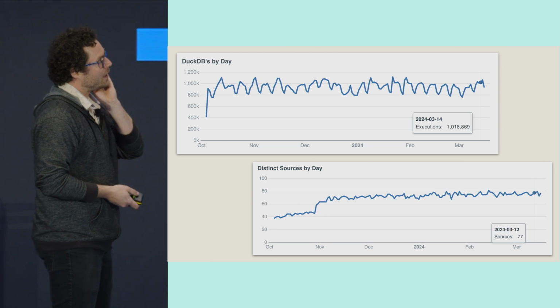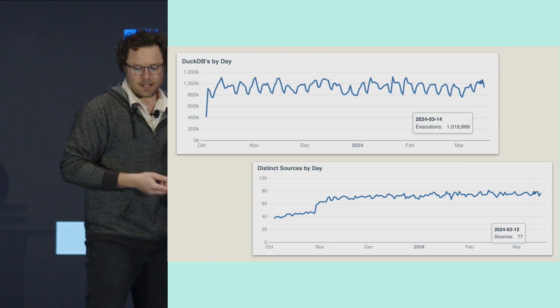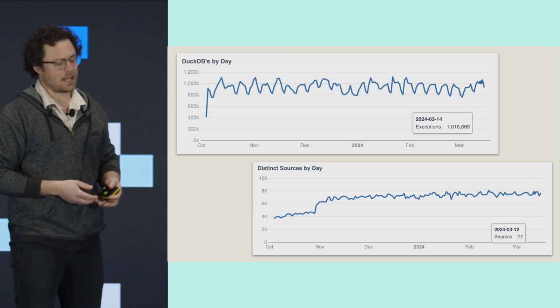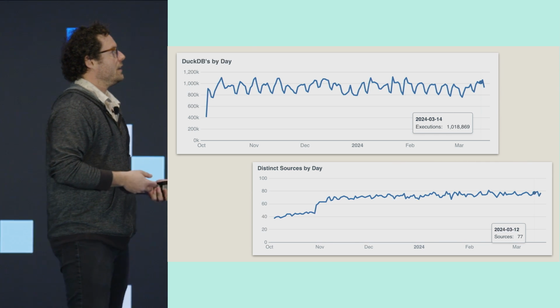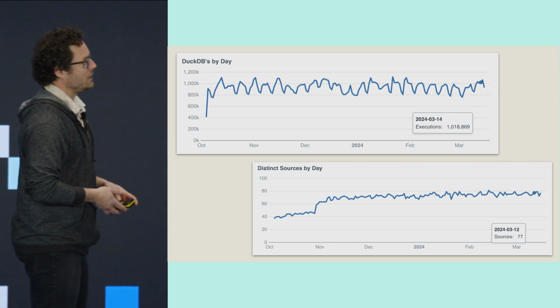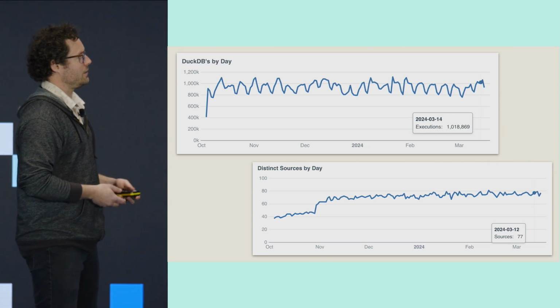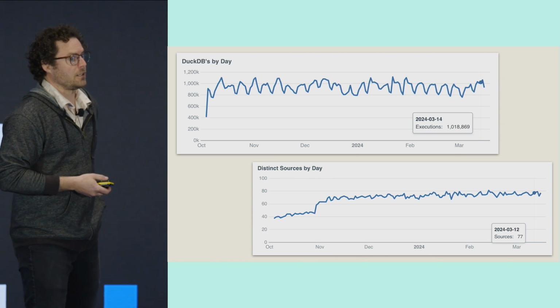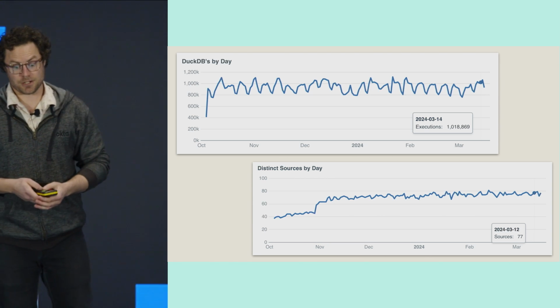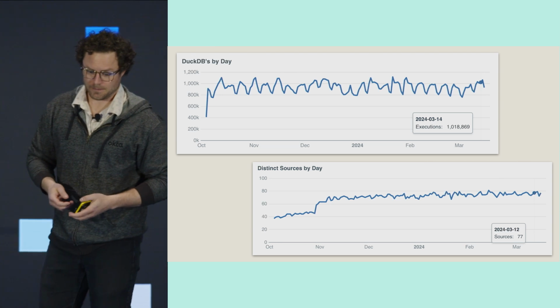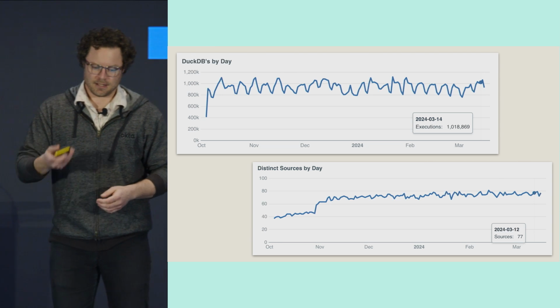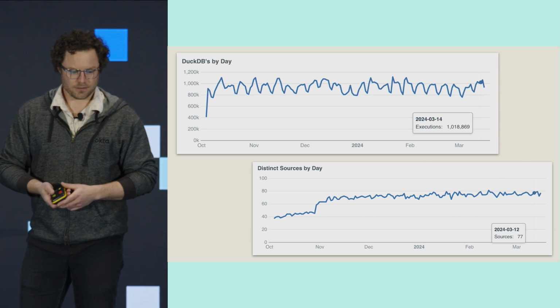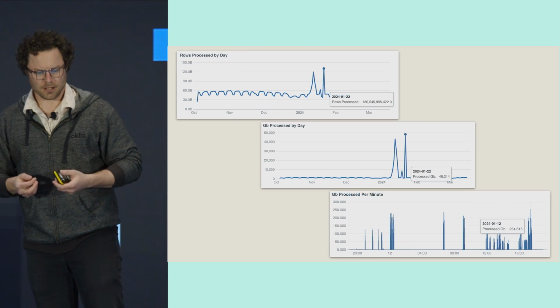So in this case, the top chart is basically the last 6 months of invocations, about 1 million DuckDB invocations per day. We were at 2 million. We got better at batching and purging buffers upstream by sources, across a whole bunch of sources, which is kind of fun. Rows processed.